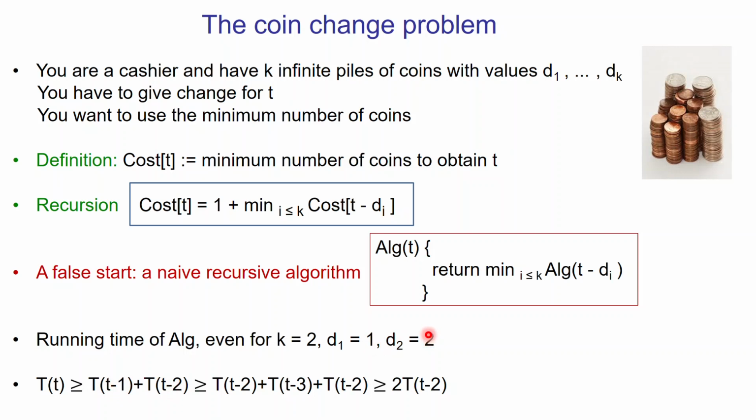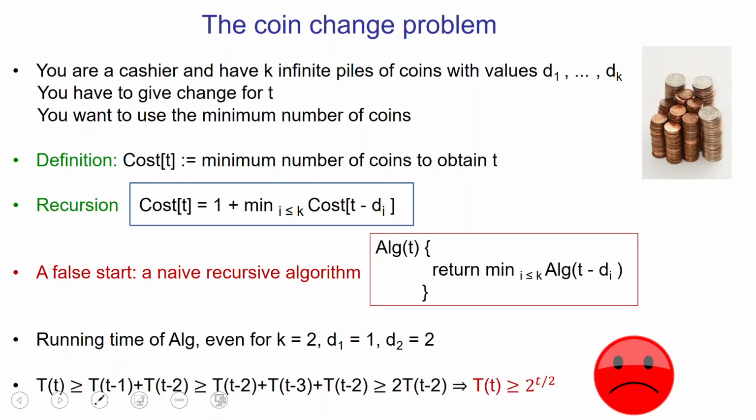And then if I want, I can further expand this t minus 1, again with the recursion. And you will get T of t minus 2 plus T of t minus 3 plus the previous term that I had here. And this thing clearly is at least twice T of t minus 2. This is a very bad recursion to have because its solution grows exponentially with t. This would imply that the time to give change for t is at least exponential in t. And this is very bad.